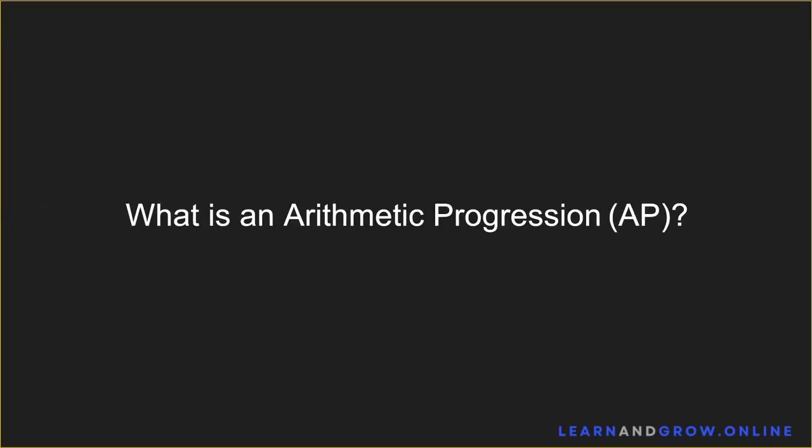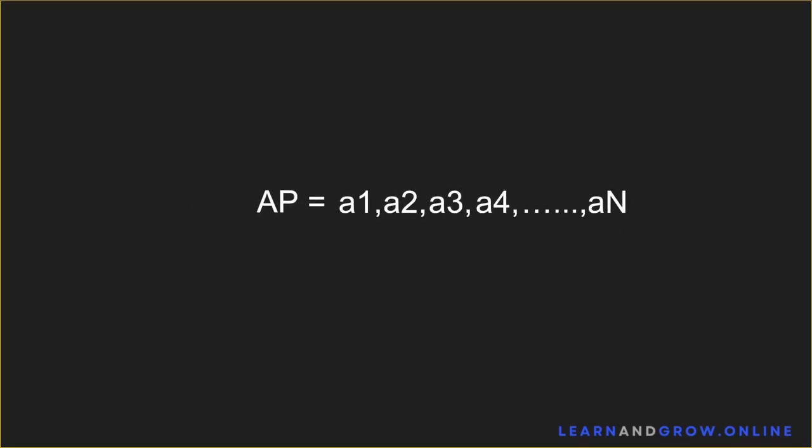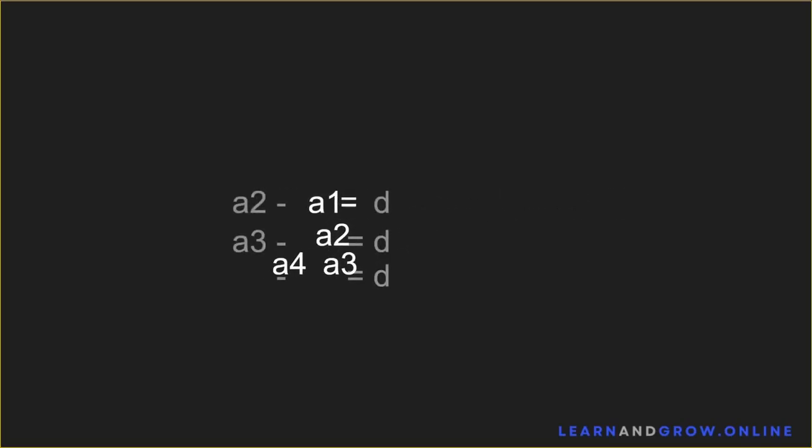Now, what is an arithmetic progression? So basically, it's a sequence of numbers, and since it's a progression, every consecutive number will have a relation to its previous number and its next number. So in an arithmetic progression, the relation is that the difference between two consecutive numbers is always constant. We denote it with D as it is over here.